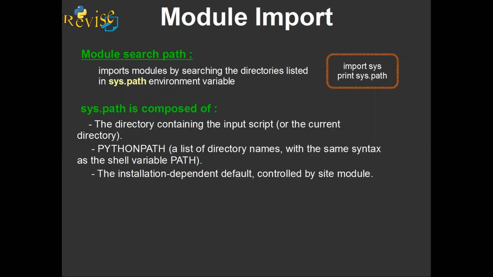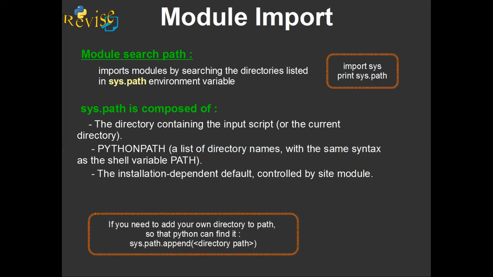So how does Python search? First, if you import a module, it will try to search in the current working directory. Then in sys.path, it will search the directories from the Python path, and then the installation directories or the site-packages module.